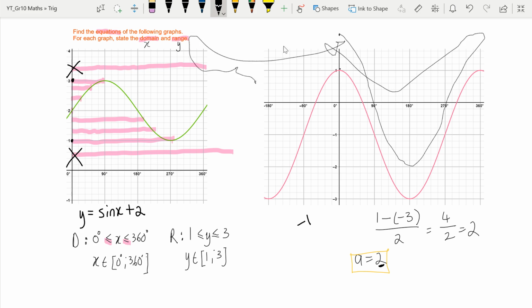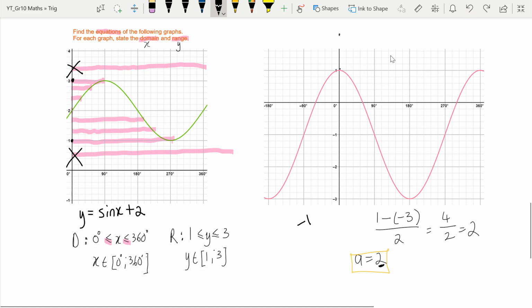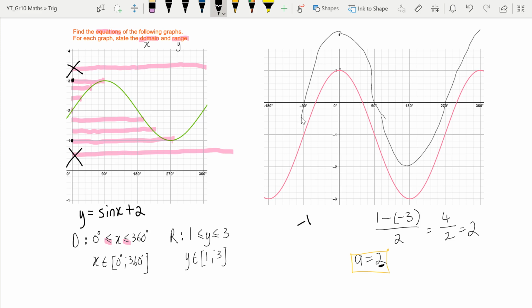Oops, that is not supposed to happen. I'm sorry. By 2, cut, turn, cut, turn. I feel like I'm very messy today. I'm really sorry. And then cut, turn.